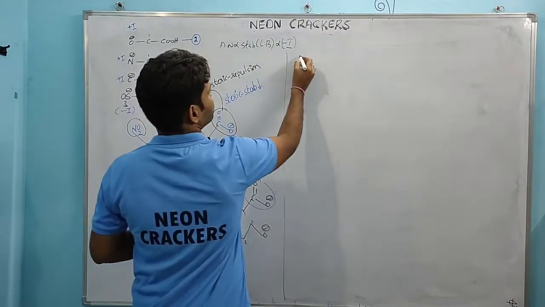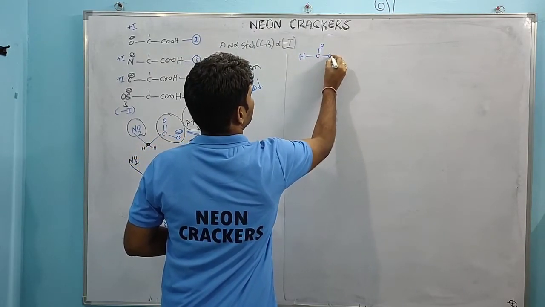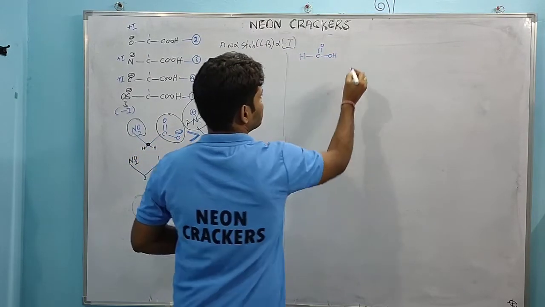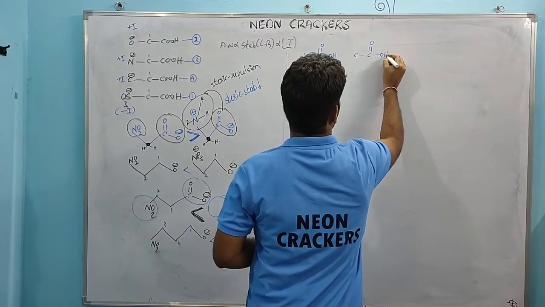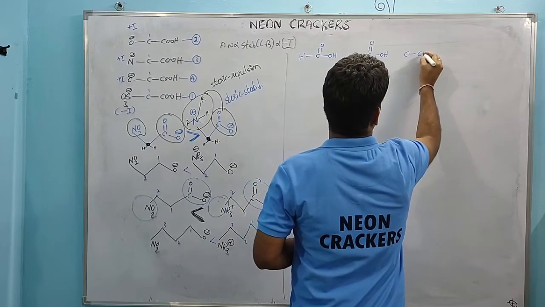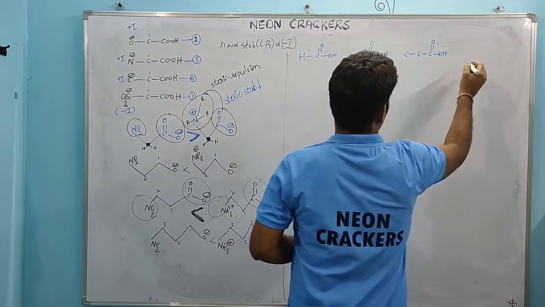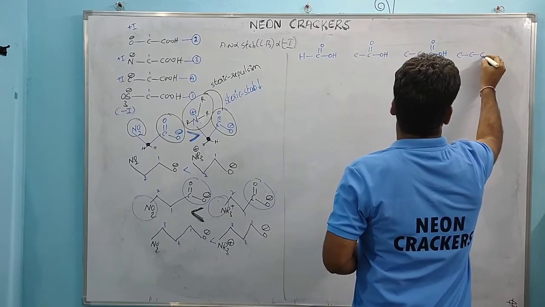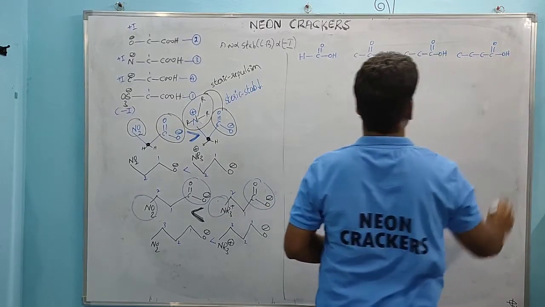Okay, acids. Next one is what here? Acids. Single carbon carboxylic acid is formic acid. Two carbon carboxylic acid is acetic acid. Three carbon carboxylic acid is propanoic acid. Four carbon carboxylic acid is what here? Butanoic acid. Simple thing here.